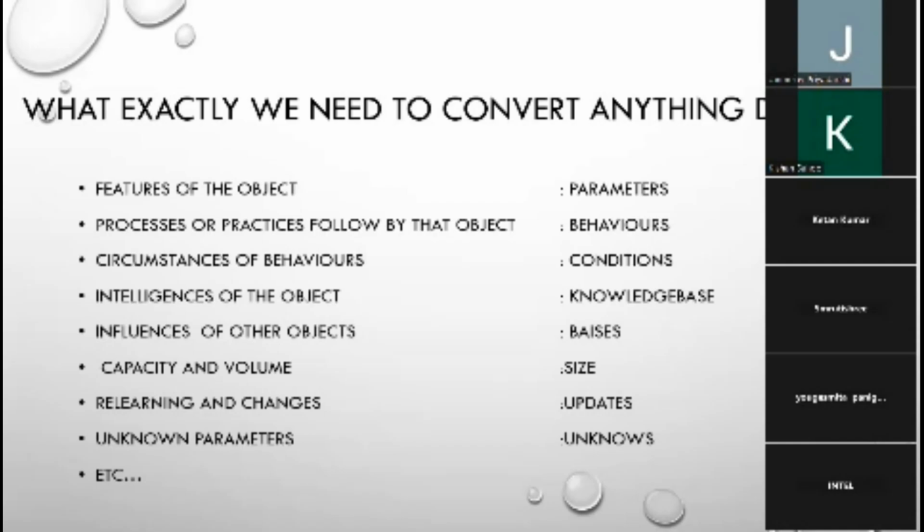So those relearning and changes should be adaptable. Then unknown parameters. Randomly something will come. You don't know, but still it should be there. Like there is some cyclone and one day is declared as a holiday. That is an unknown parameter. So anything which we need to convert into digital, we need to identify these things: parameters, behavior, conditions, knowledge base, biases, size, updates, and unknowns. If you know these things of a particular object, it's easy to convert them into a digital format.